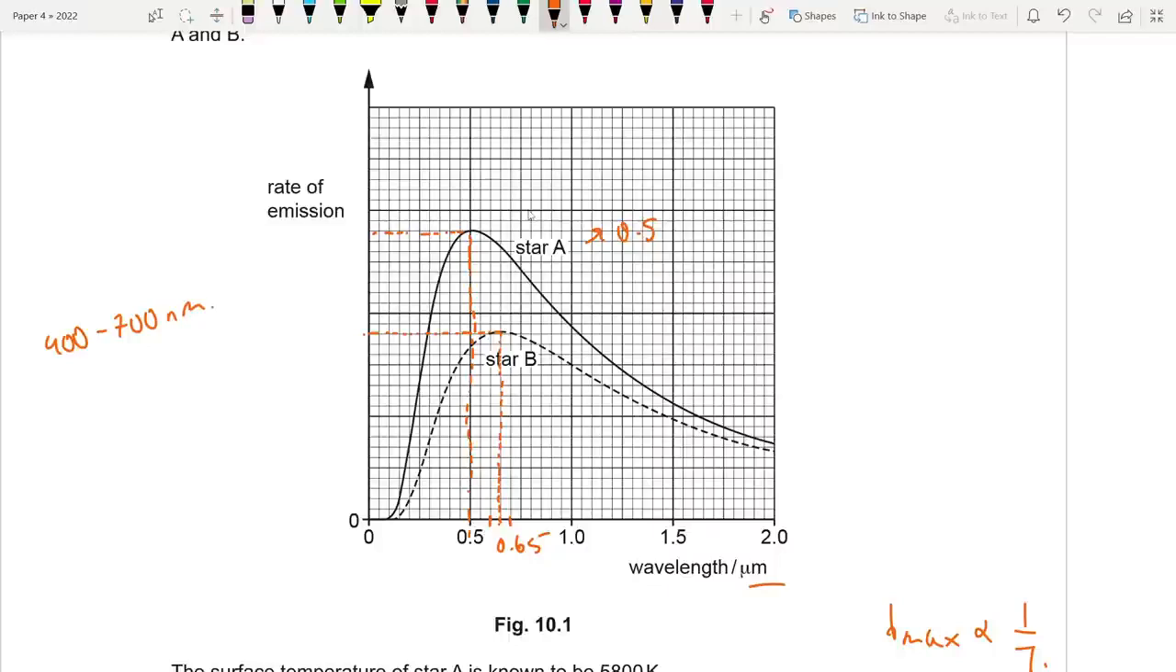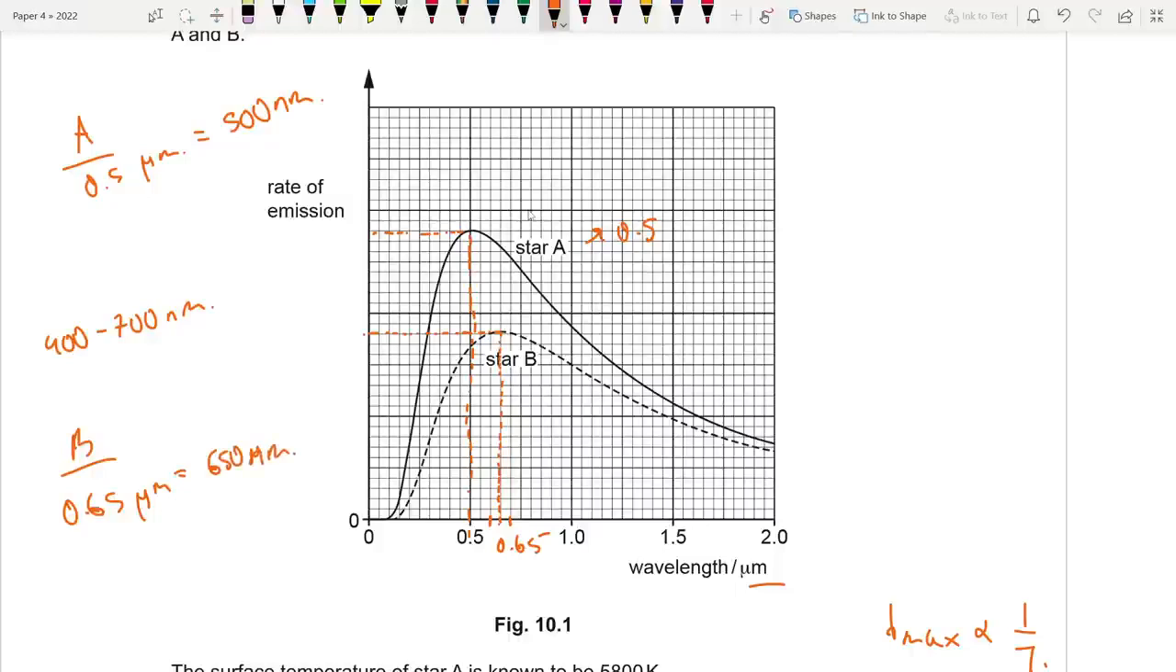That's our visible wavelength. So for star A, the wavelength of maximum emission was 0.5 micrometer, which is, try doing it. Micro is 10 to the power minus 6 and nano is 10 to the power minus 9, right? So 0.5 times 1000 gives us the wavelength in nanometers. That's 500 nanometers, right? What about star B? The maximum is 0.65 micrometer, which is basically 0.65 times 1000, 650 nanometers.